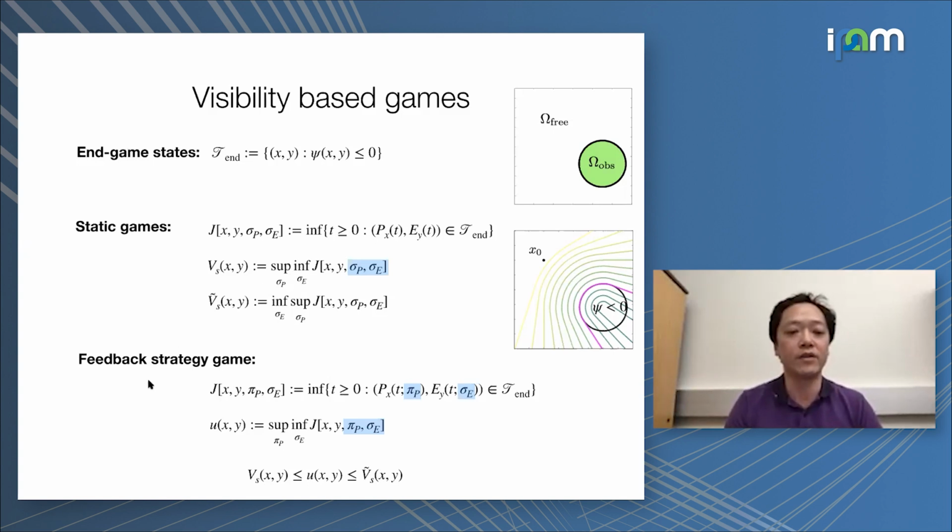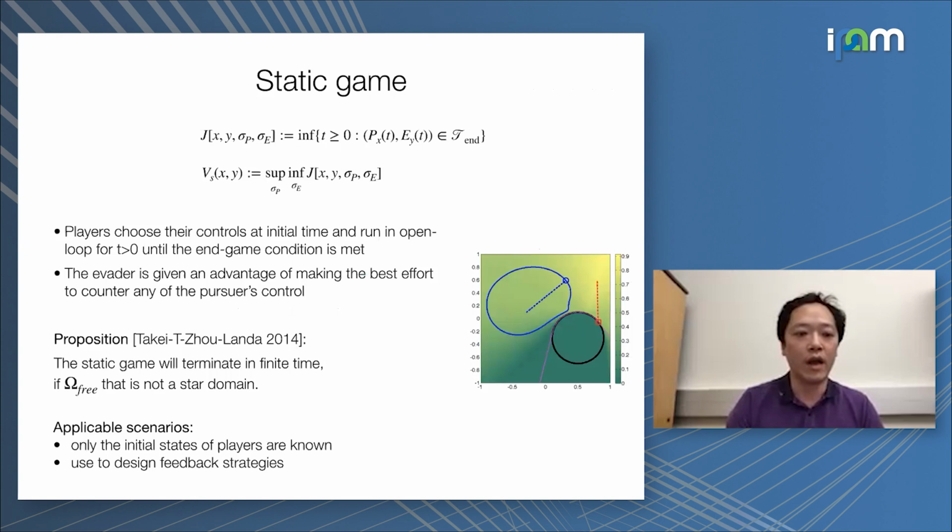Of course, the feedback strategy game is more interesting. In this case, if we stick with putting the sup first, giving the evader more advantage, then we can try to define a feedback control for the pursuer, and then this will be the corresponding value function, which is denoted here by u of xy. And due to the order in which we set up these sup and inf, it's easy to understand that the value for the feedback game will be sandwiched between the value functions for the other two static games. Okay, so I would first want to quickly review the static games.